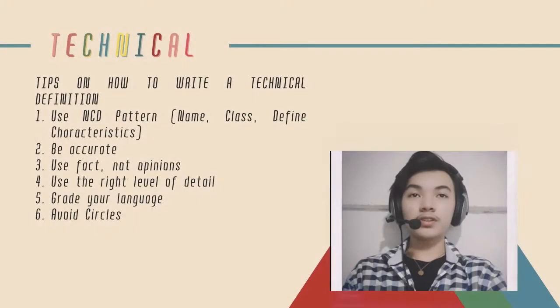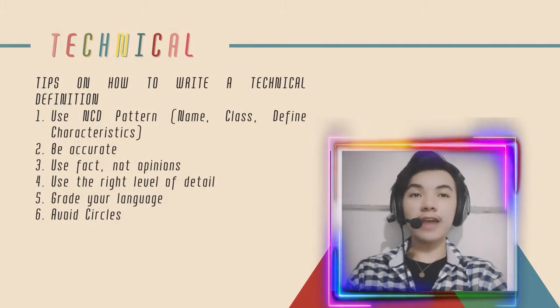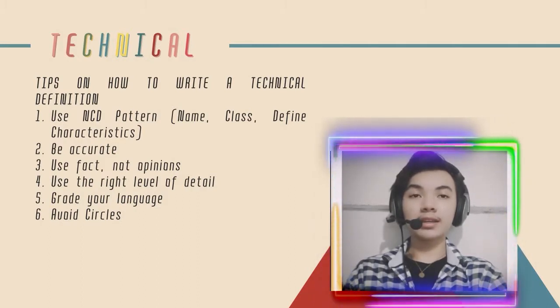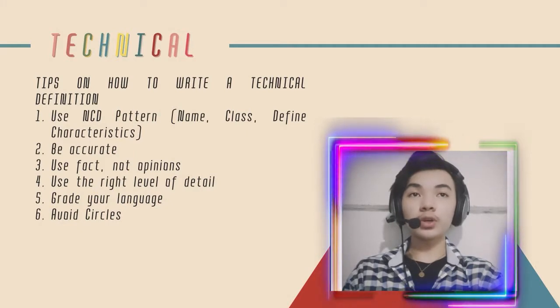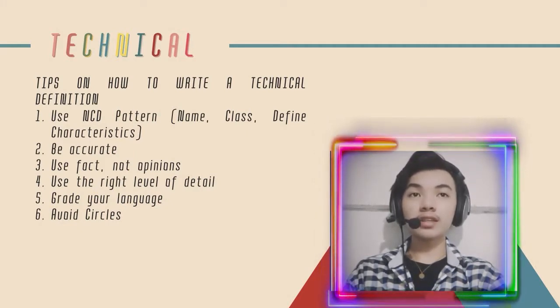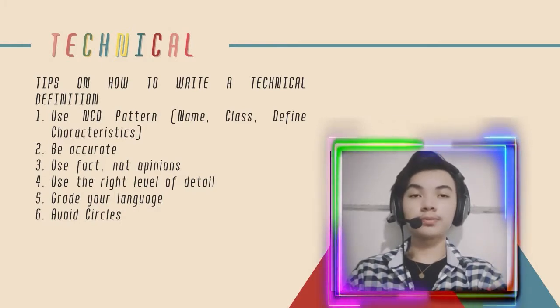So without further ado, here are some guidelines in making technical definitions. First on the list, use NCD, or name, class, defining characteristics. Name is the term being defined. Class or group is where the term belongs to. And defining characteristics are the things that make it different from all the other objects in its group.